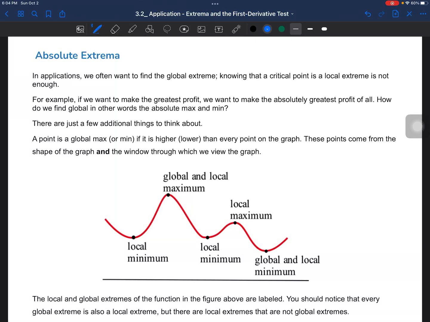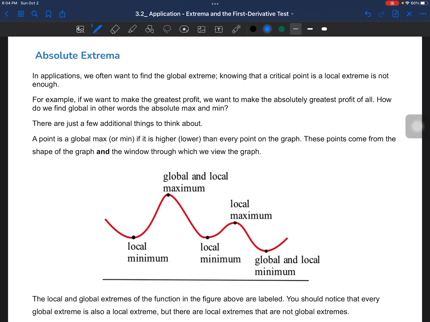All right, welcome back. So the next objective of this section is to talk about absolute extrema. We have briefly mentioned it in the past videos, but we're going to actually tackle the definition and how to find it in this video.